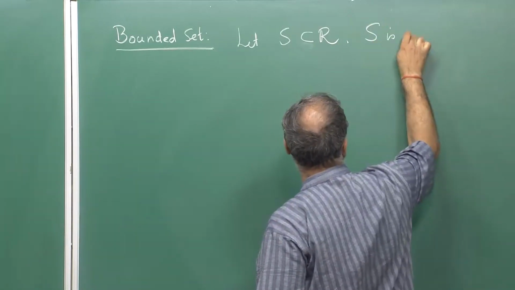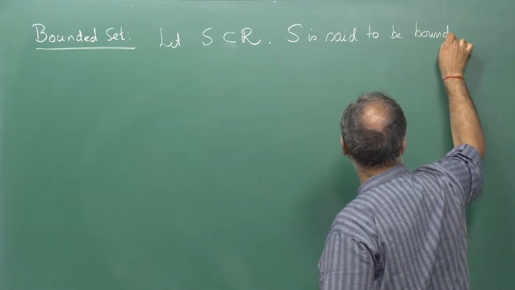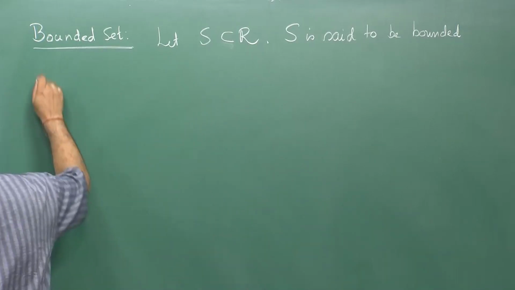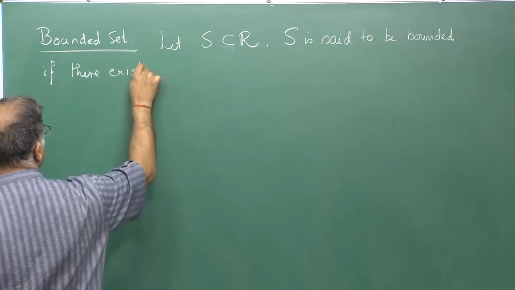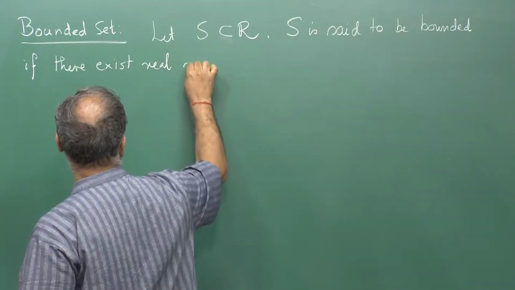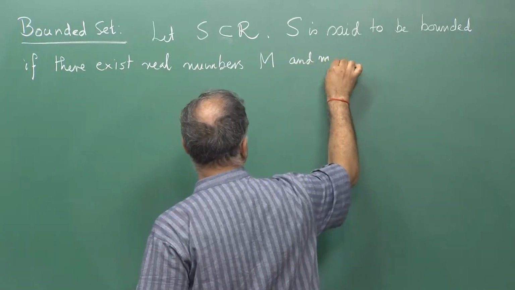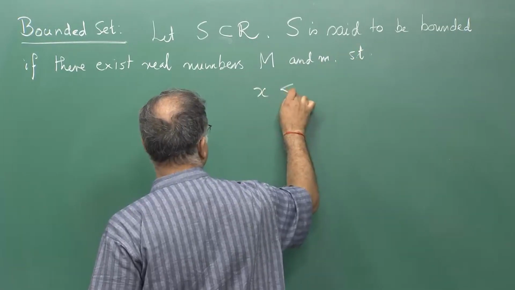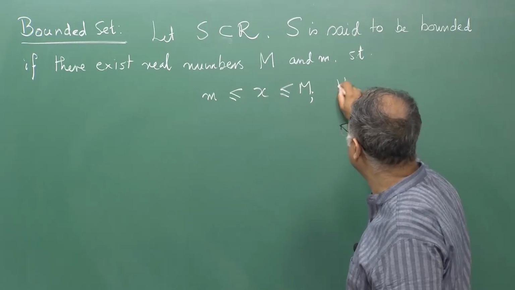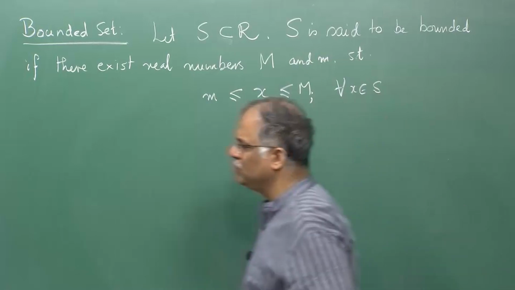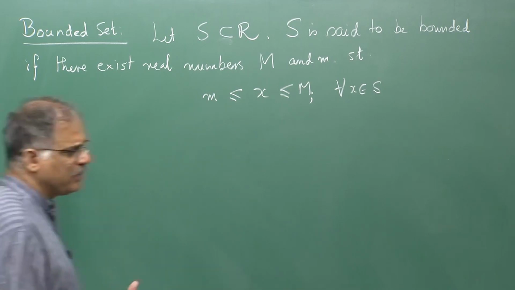So, S is said to be bounded if there exist real numbers, capital M and small m, such that whatever x you choose from S, the value of x is always lying between these two real numbers. So, in that sense S is called bounded.